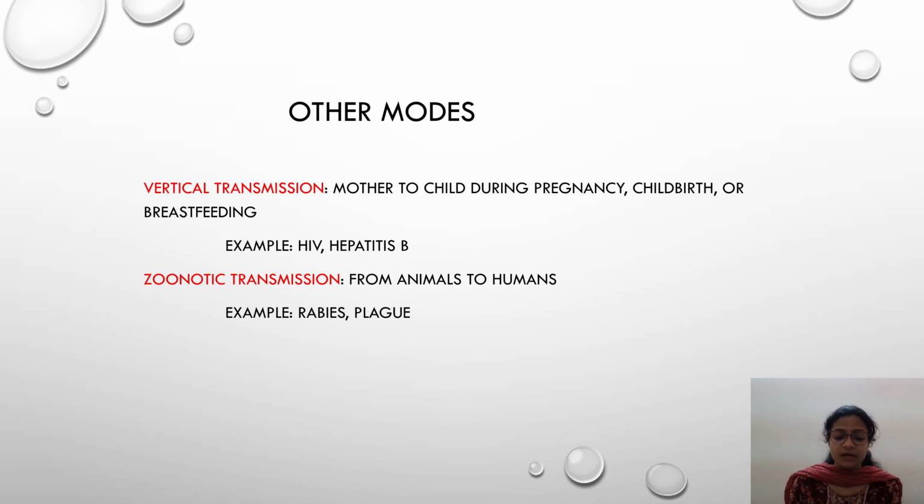The second type is zoonotic transmission, which is under other special modes of transmission. Zoonotic transmission happens when diseases are transmitted from animals to humans, such as rabies, plague, etc. With the increase in human-animal interaction, zoonotic infections are becoming more significant globally.